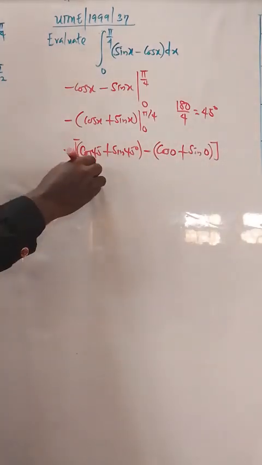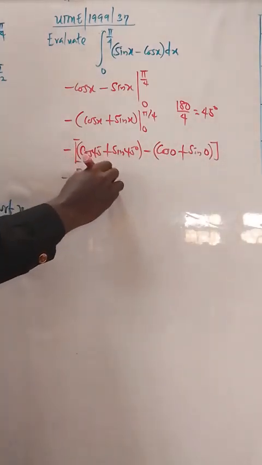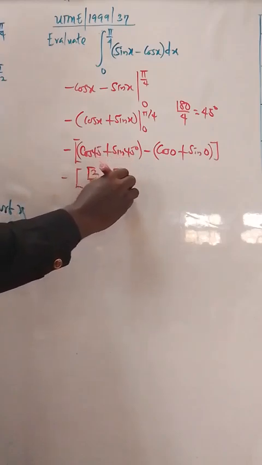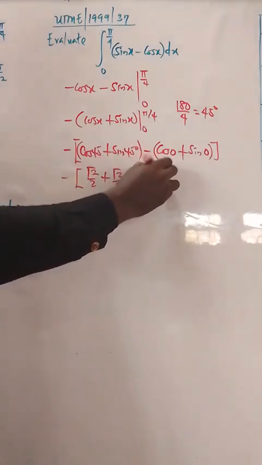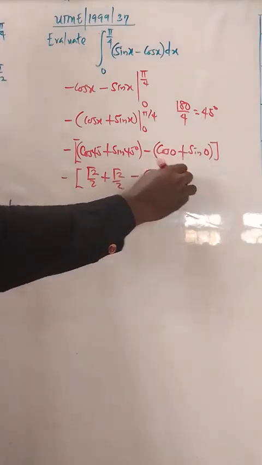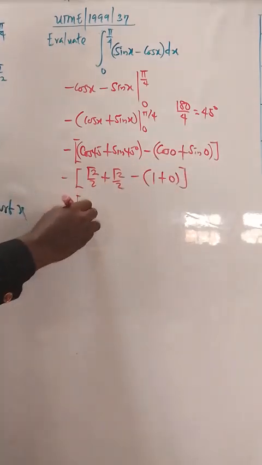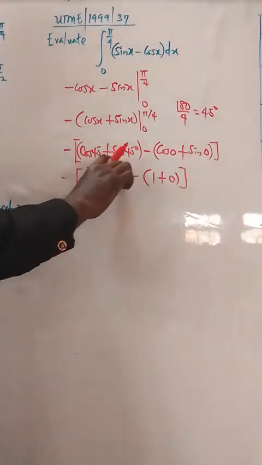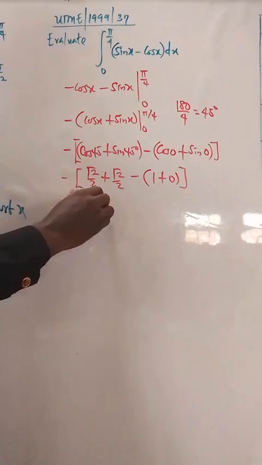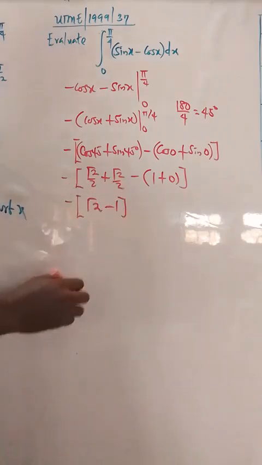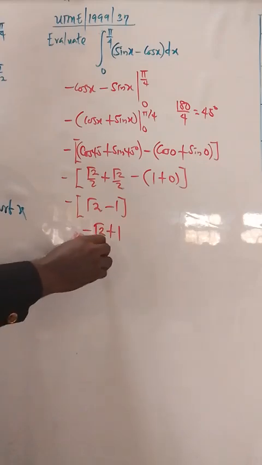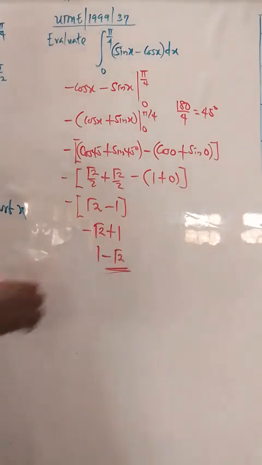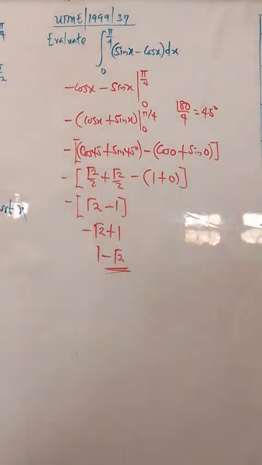Cos 45 is root 2 over 2. Sine 45 is root 2 over 2. Then minus cos 0 is 1. Sine 0 is 0. We've done that under trig, special angles. This plus this gives us root 2 minus 1. So the answer is minus root 2 plus 1 or 1 minus root 2. That is the final answer.